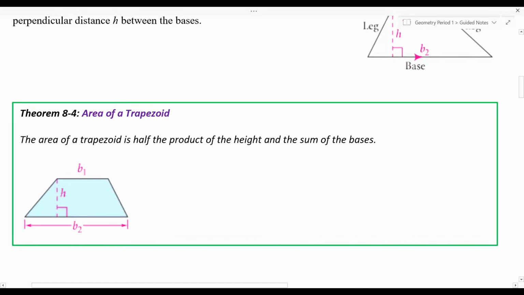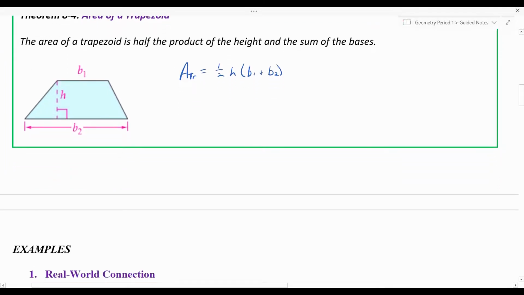Here we have this trapezoid with base 1, base 2, and the height. Because I'm dealing with a trapezoid, I usually call the area ATR. You don't have to call it that, but I do it so I know I'm dealing with the area of a trapezoid. The area of a trapezoid is 1/2 the height times the sum of the bases, B1 plus B2. That's what Theorem 8-4 states. Now let's take a look at a couple of examples where we can use this.